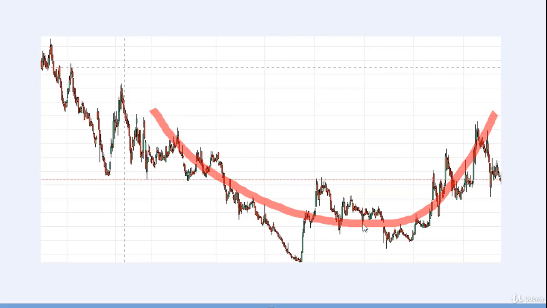We should buy the stock near the end of the saucer curve from where the beginning of the bull trend starts.